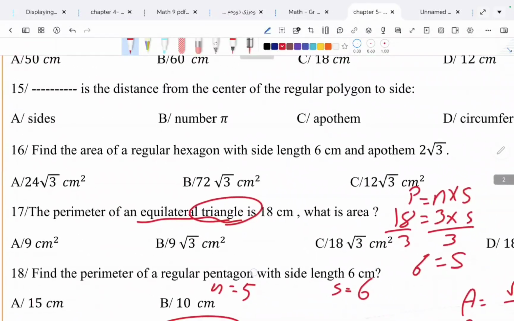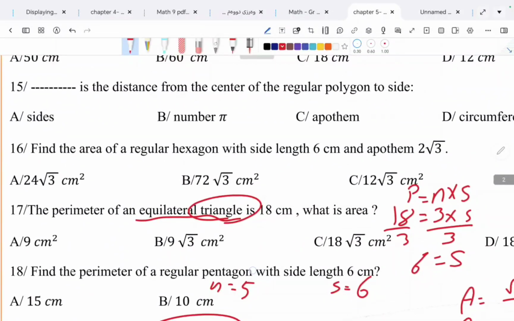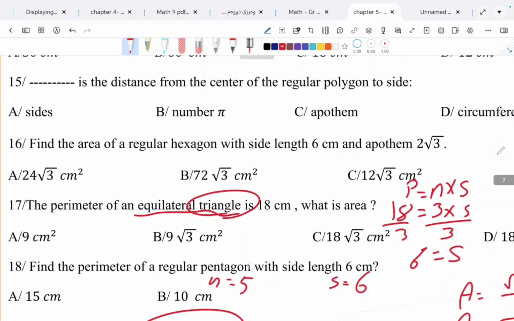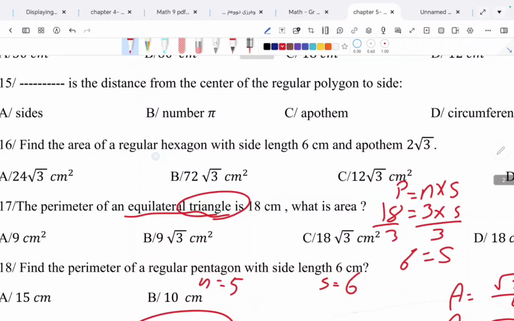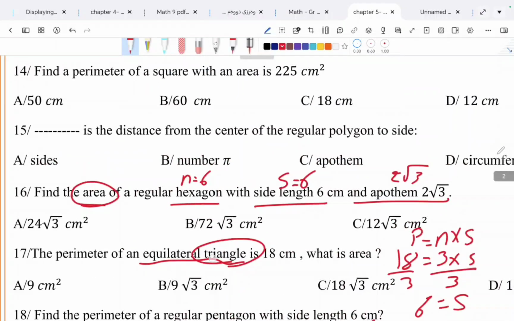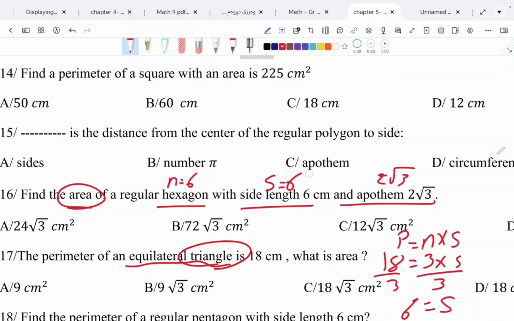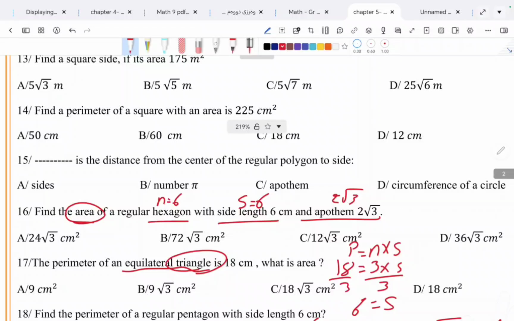Okay, pay attention to this question. Question 16. They ask for what? Find the area of a regular hexagon. So n equals 6. Area. Let's check if we have a and s. Side length equals 6. Apothem equals what? The square root of 3. Multiply them, divided by 2.